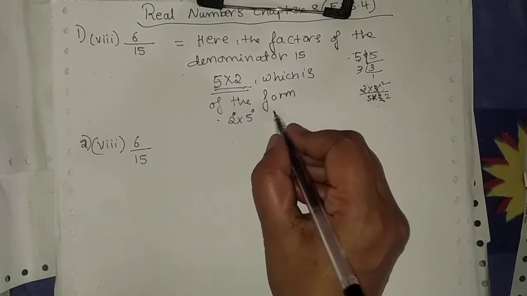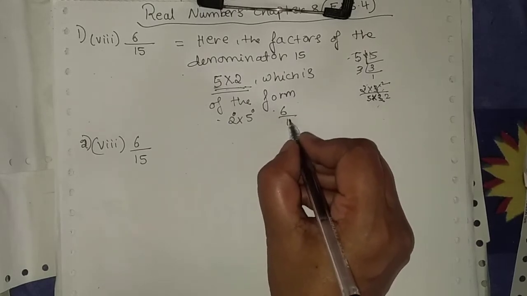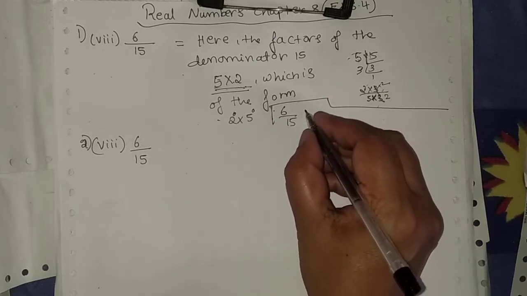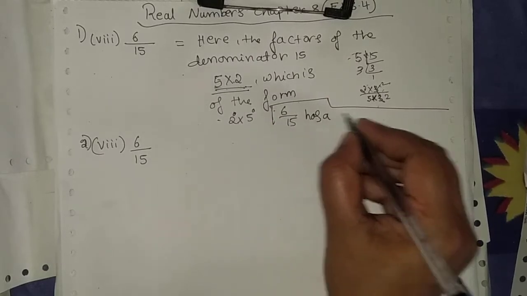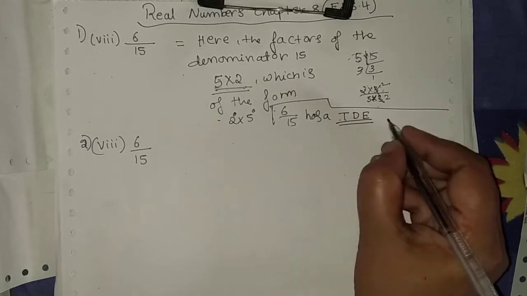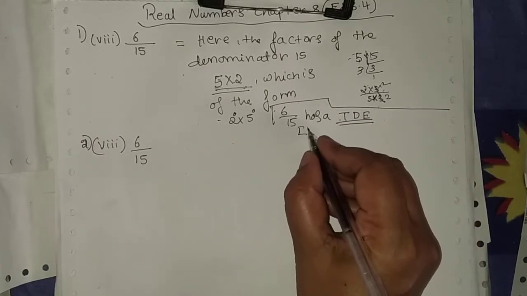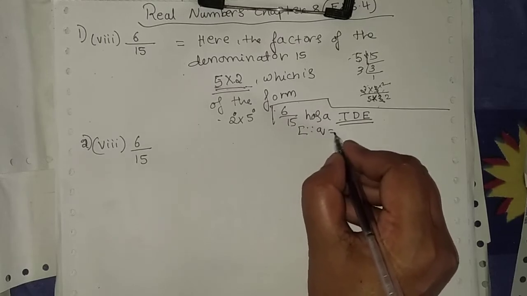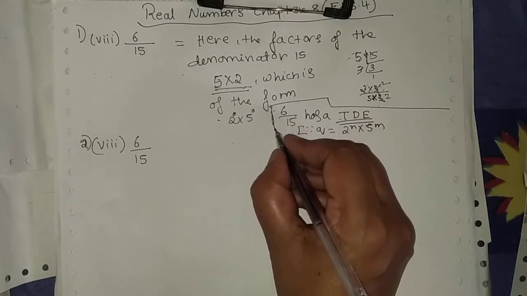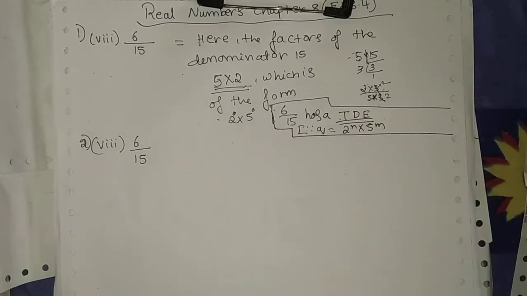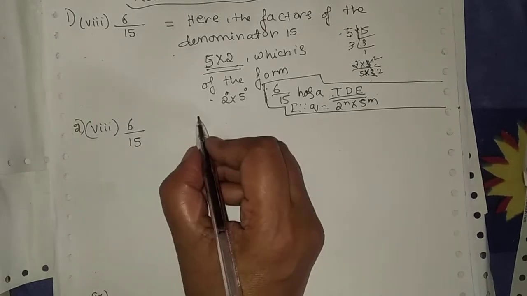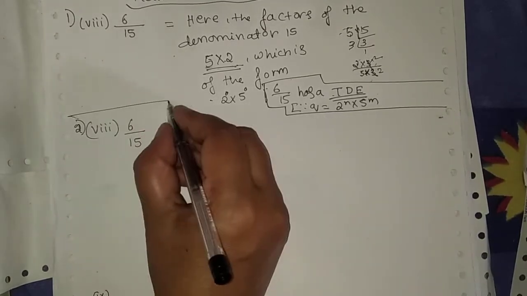Next we have to write 6 by 15 has a terminating decimal expansion. I have written in the short form, which is in the form q equal to 2 power n into 5 power m. So this is the solution for the first problem.